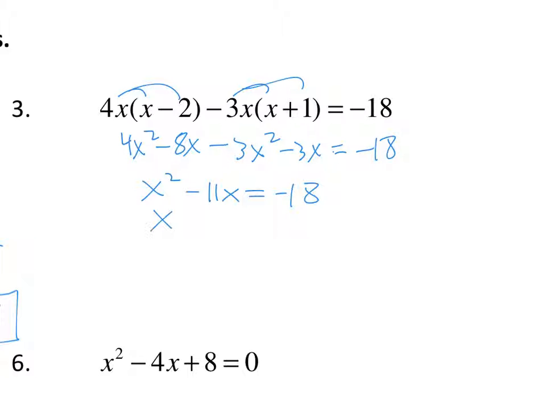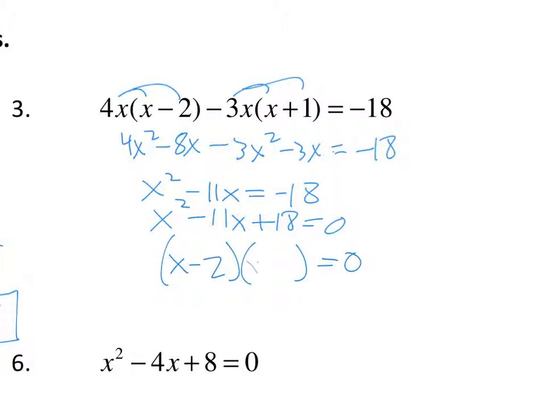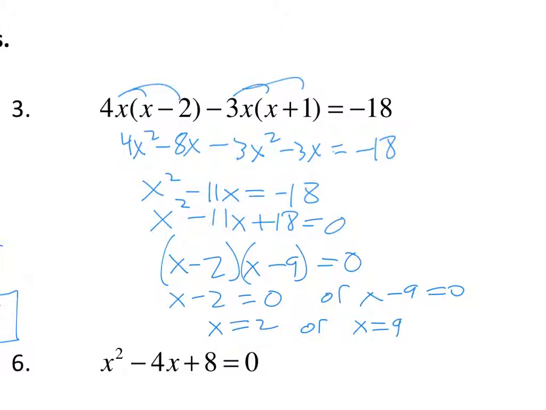And let's add that 18. We want to get this equal to 0. We want to put it in standard form. x squared minus 11x plus 18 equals 0. Now we're going to look for two numbers that add to negative 11 and multiply to 18. And I believe that those are negative 2 and negative 9. And so we set two equations here, either x minus 2 equals 0 or x minus 9 equals 0. So we have x equals 2 or x equals 9, and we need both of those answers.